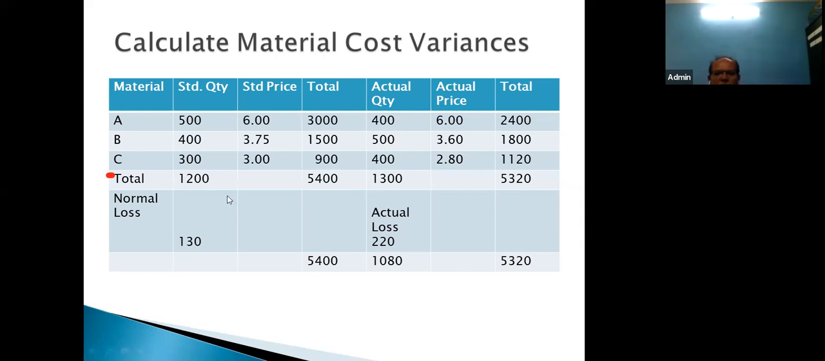And here they also provided the estimated loss, the normal loss. It is 130, and this is the total quantity 5,400. Actual loss is 220. The figures are given. So from the actual quantity 1,300, 220 goes, it is 1,080, and the total amount is 5,320. So this is the question part, and we have to calculate material cost variances.